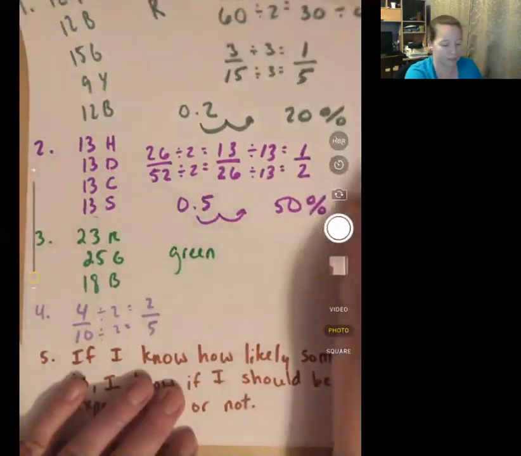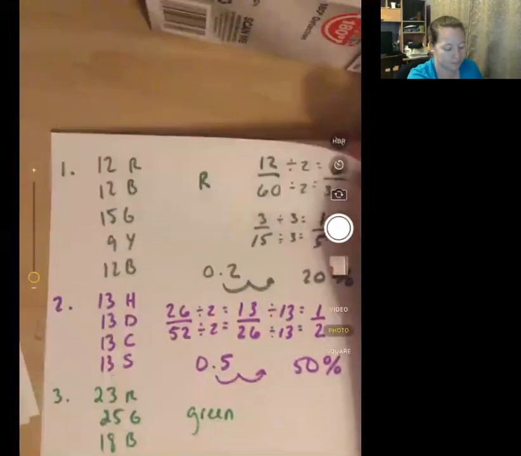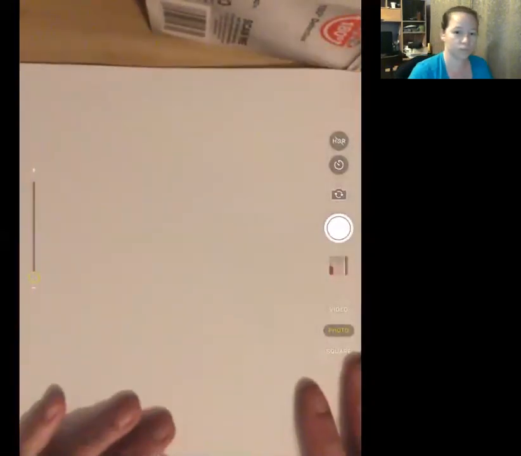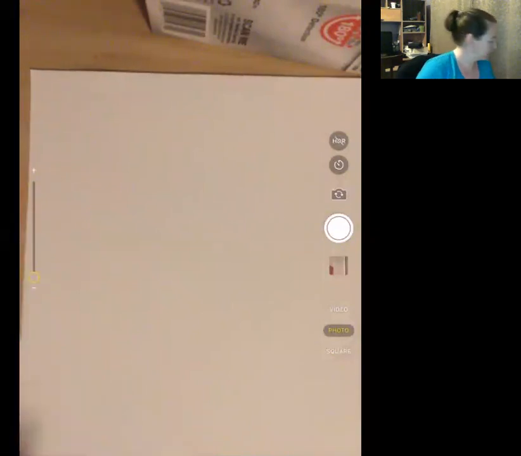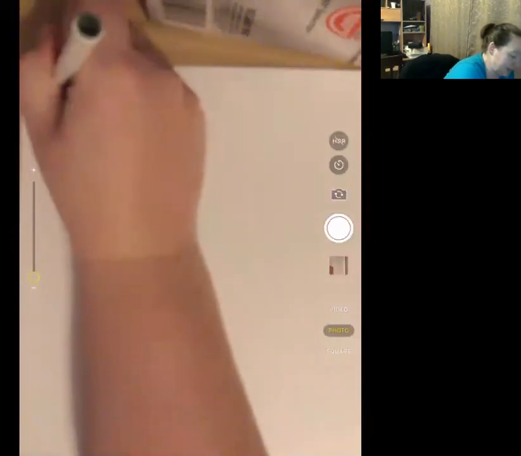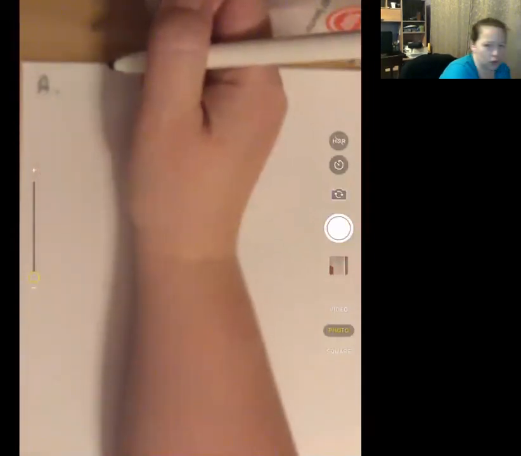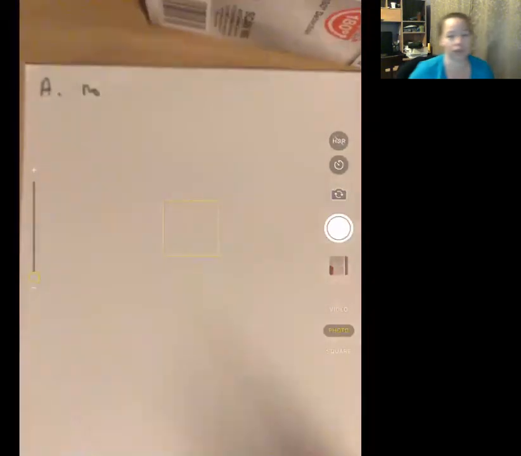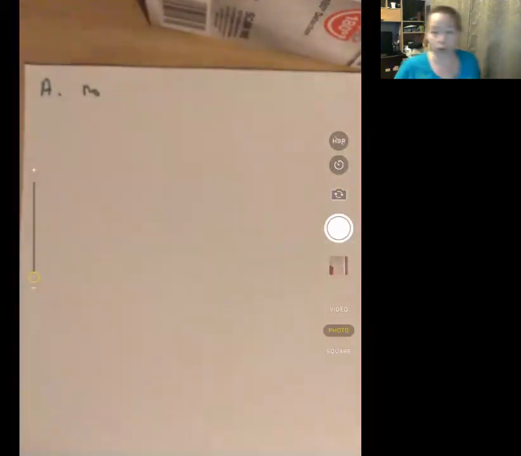Number 1. Is it possible for this cylinder to have these shapes? A, could it be an oval? No. A cylinder has a circle at the top, circle at the bottom, and a rectangle wrapped around the entire middle of it.